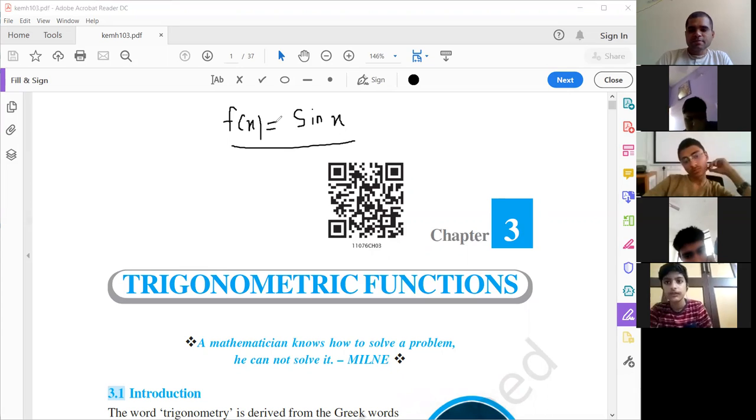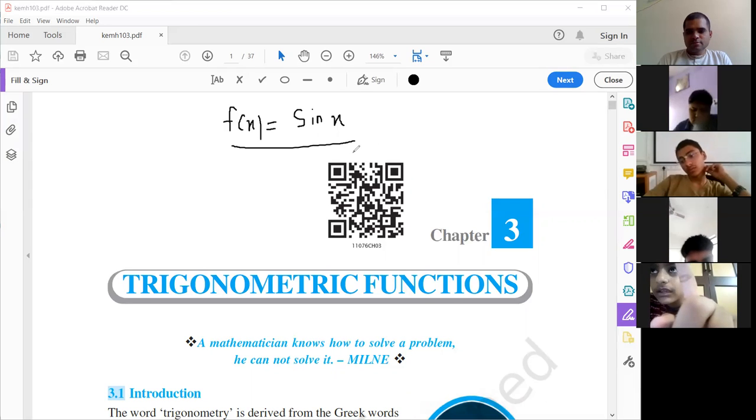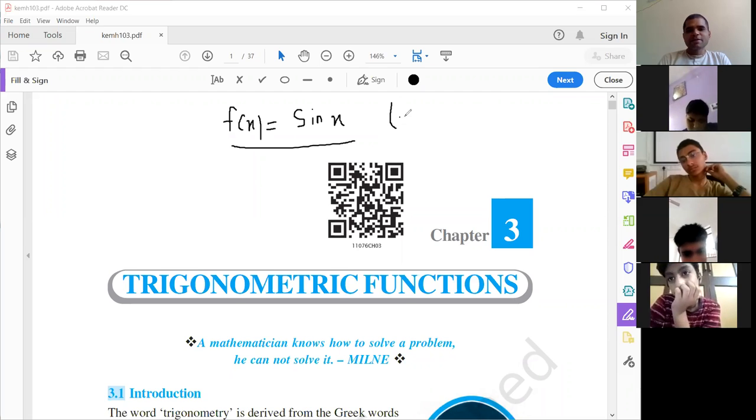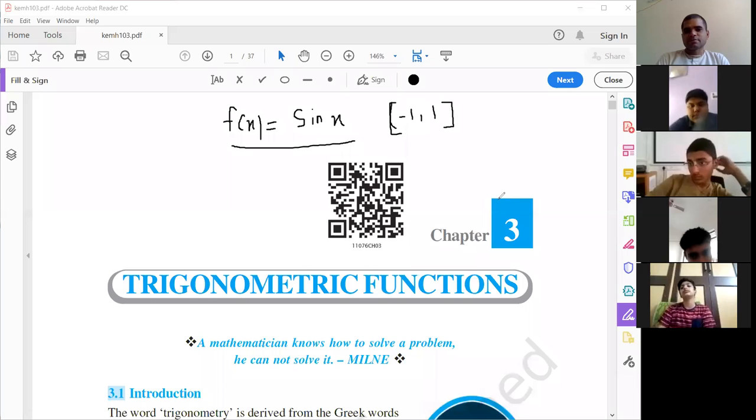Can you tell me the range of f(x)? What will be the range of f(x)? Sine can take values from -1 to +1. So this is the range of this function.